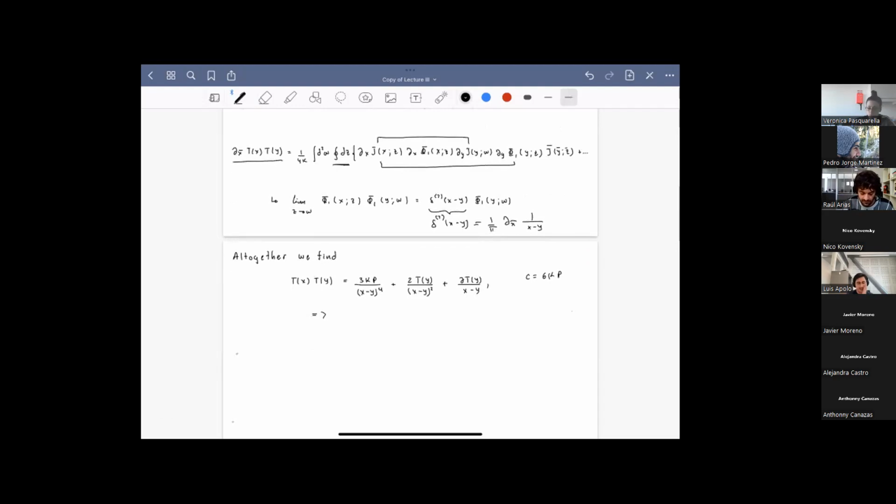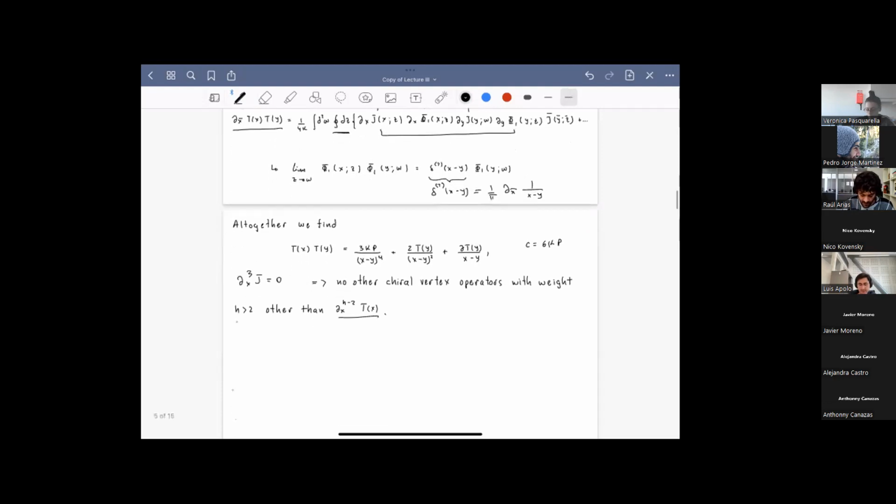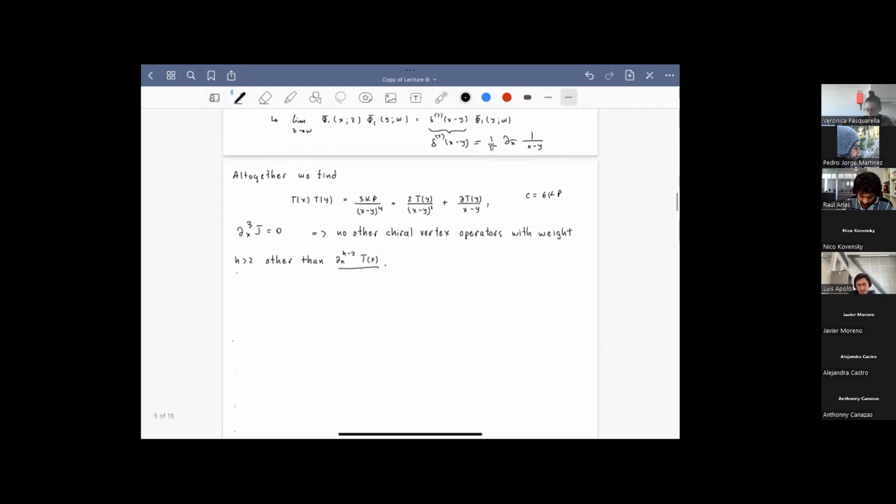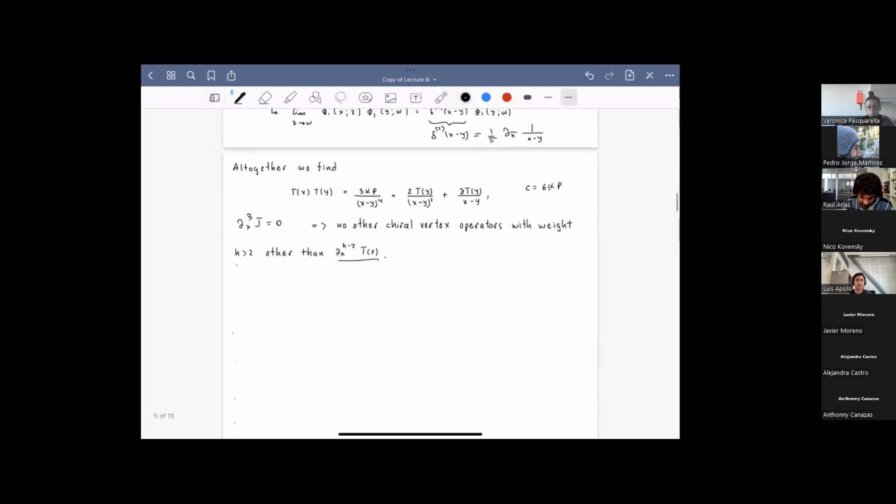What else can we say is that the fact that this current vanishes implies that there are no other chiral vertex operators with weight h greater than 2 other than derivatives of the stress tensor. So if we're interested in chiral vertex operators, this is it. We have the stress energy tensor.